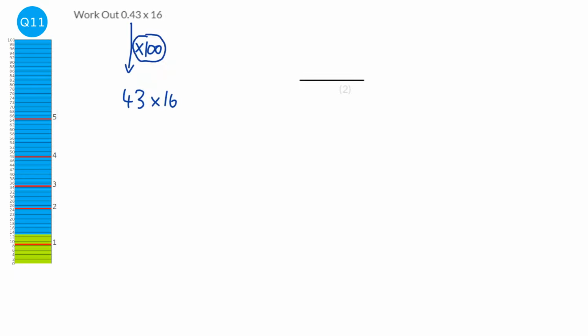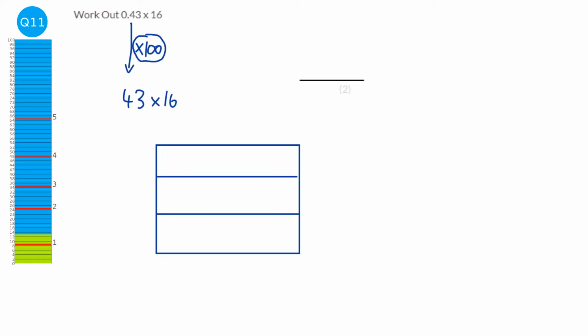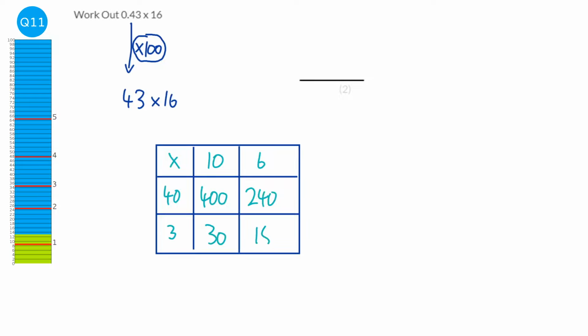And to do 43 times 16, there are loads and loads of different methods. Just pick whichever method you enjoy doing or that you find easiest. I'm going to do the grid method, but it by no means is the best method. It's just the one I'm choosing to do. So 43 is 40 and 3, and 16 is 10 and 6. So 40 times 10 is 400. 40 times 6 is 240, 10 times 3 is 30, and 3 times 6 is 18.